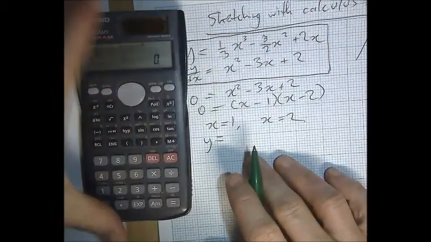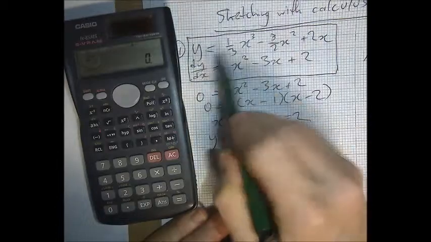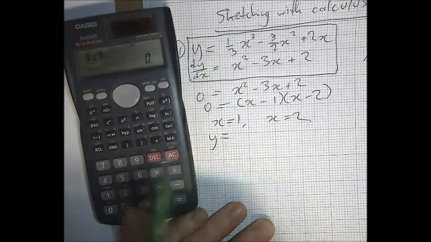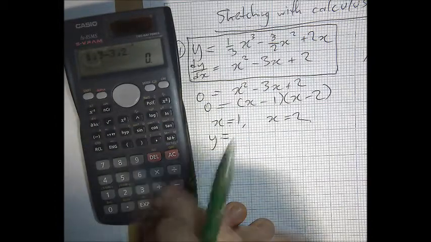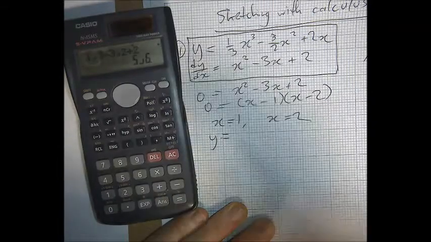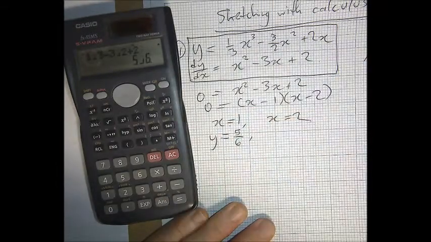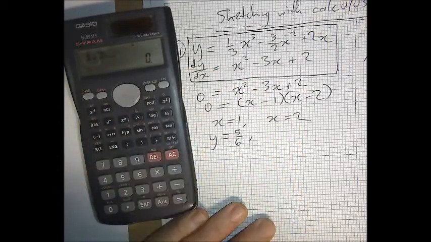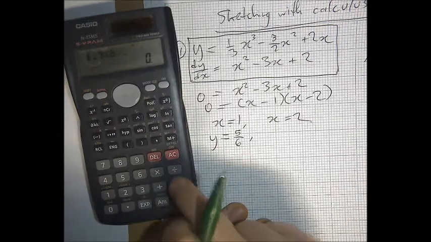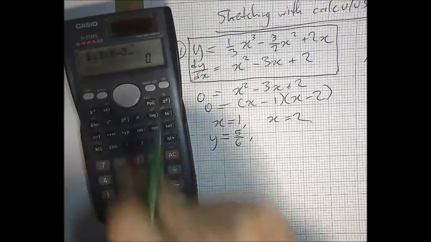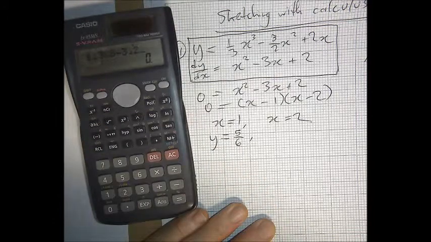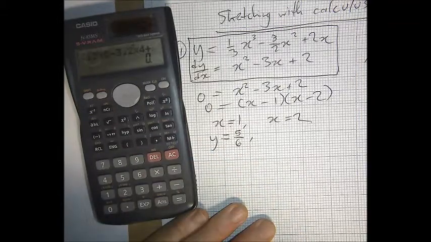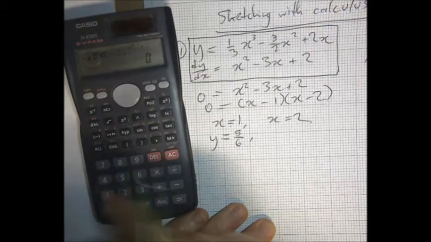So if x equals 1, to decide how high it is, I'm going to put a 1 everywhere there. So it's a third, take away 3 over 2, plus 2. So that's 5/6. And if x equals 2, it's 1 over 3 times 8, minus 3 over 2 times 4, plus 4.